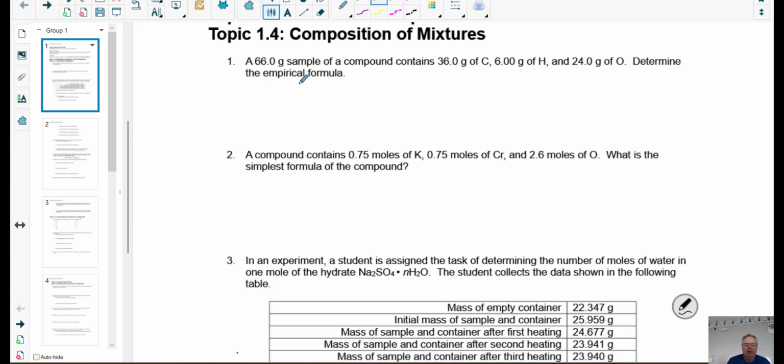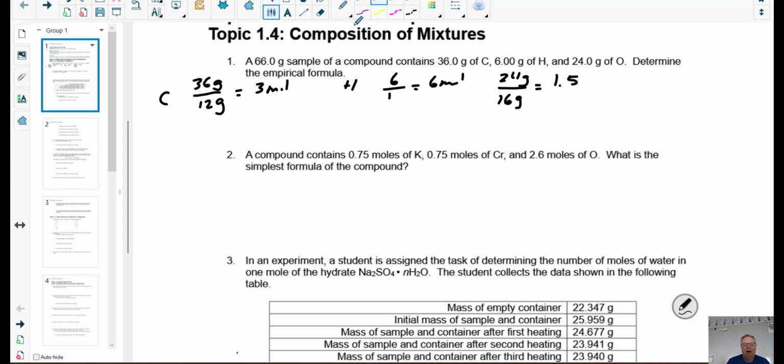So if I got 36 grams of carbon, and we know carbon is 12 grams per mole, that means I got 3 moles, right? And then hydrogen, it's 6. And once again, for hydrogen, it's not H2, it's just one hydrogen, so therefore it's just one. And so that means I got 6 moles of hydrogen and 24 grams of oxygen. If I divide that by 16, which is the molar mass of oxygen, that would give me 1.5.